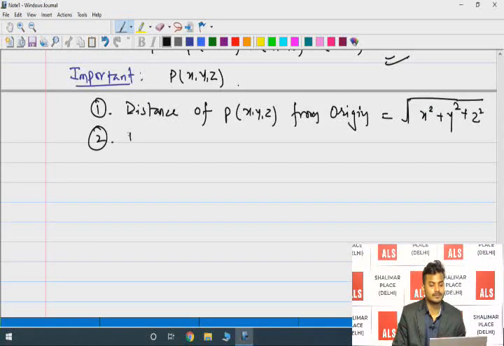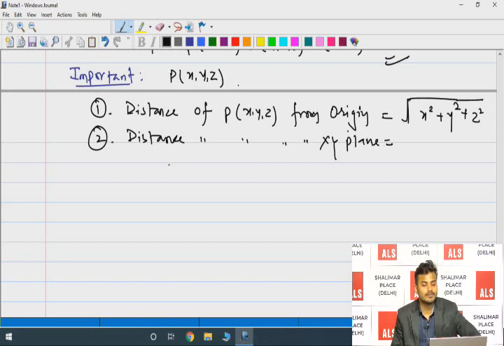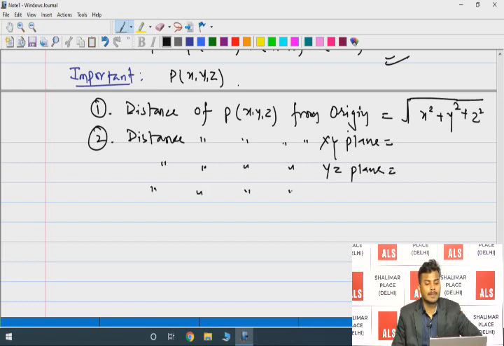Second, distance of P from the x-axis. Distance of any point P from x-axis. Okay, before x-axis, let's find out the distances from planes. Distance of point P from the xy plane, from the yz plane, from the zx plane. Okay, let's find out all these distances.